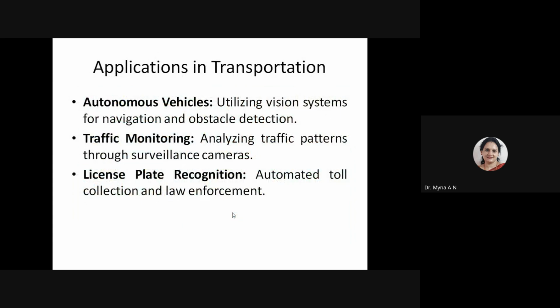Applications in transportation. We have already seen the example of autonomous vehicles utilizing vision systems for navigation and obstacle detection. Traffic monitoring: analyzing traffic patterns through surveillance cameras. We also have license plate recognition, automated toll collection, and law enforcement. We're already facing this, where now they want to remove FASTag and go for HSRP, where using computer vision, the amount could be deducted automatically.